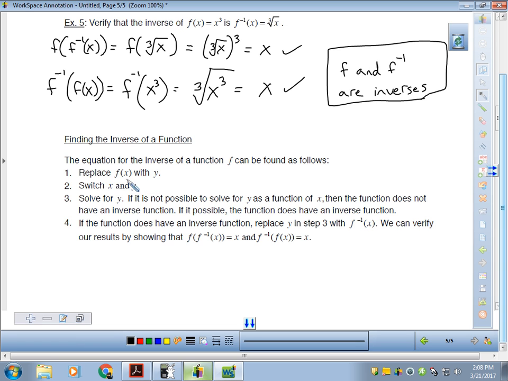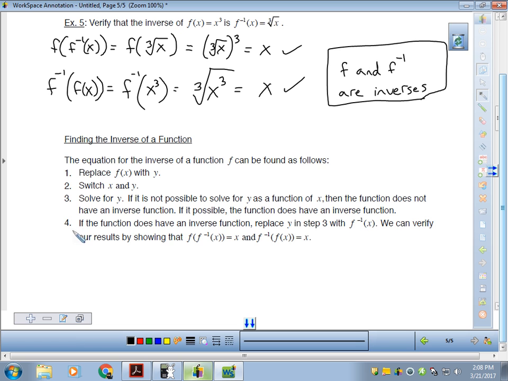Step 1, replace f of x with y. Step 2, switch x and y. So every place you see an x, put a y. Every place you see a y, put an x. Step 3, solve for y. If it's not possible to solve for y, then that tells you that the function doesn't have an inverse. But if it is possible to solve for y, then the function does have an inverse.